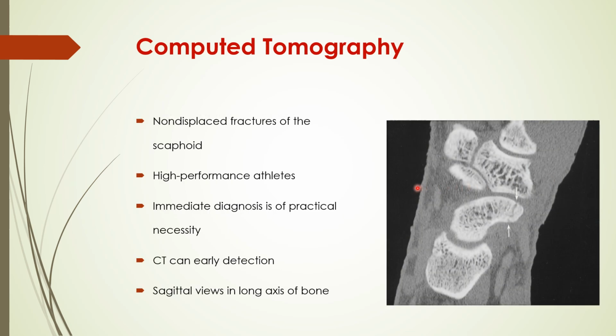Take the case of a non-displaced fracture of the scaphoid where the person happens to be a high-performance athlete and you want to know on the same day what investigation you should undertake. If the x-ray is not revealing anything, you can go ahead and do a CT scan. You can see a hairline fracture and you can treat it appropriately.